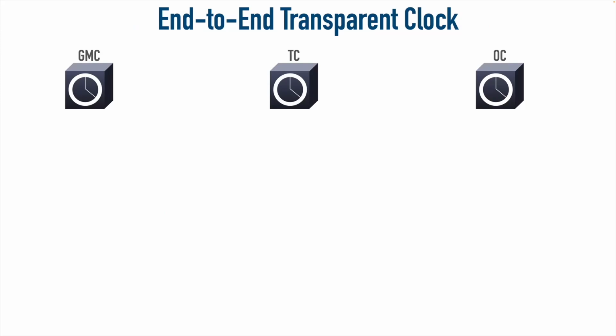Here, let's say that we've got the Grandmaster clock on the left, we've got a transparent clock that we have to transit in the middle, and then we've got the ordinary clock on the right that we want to sync with the Grandmaster clock.